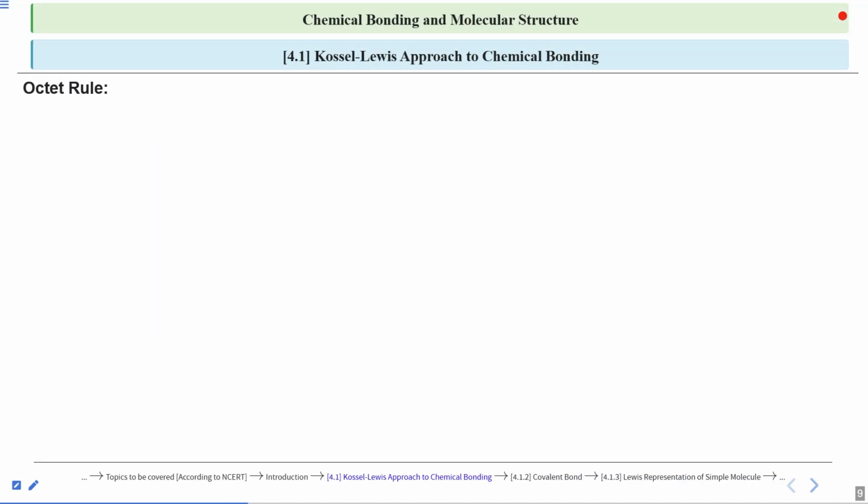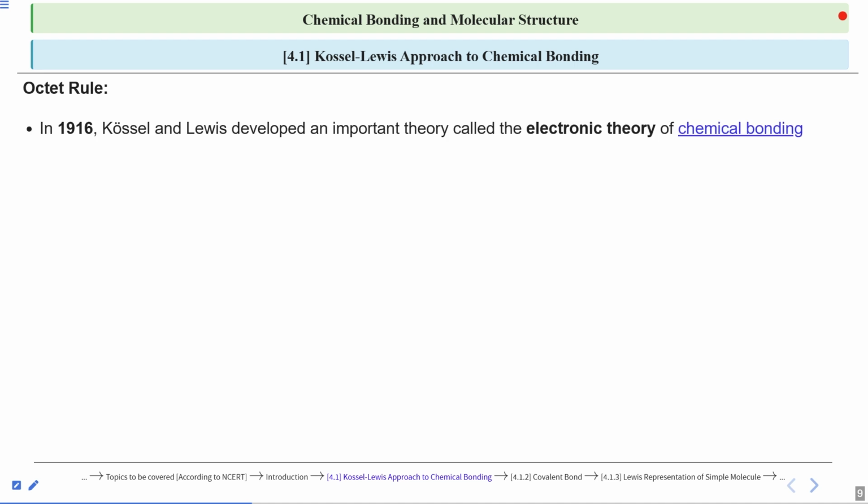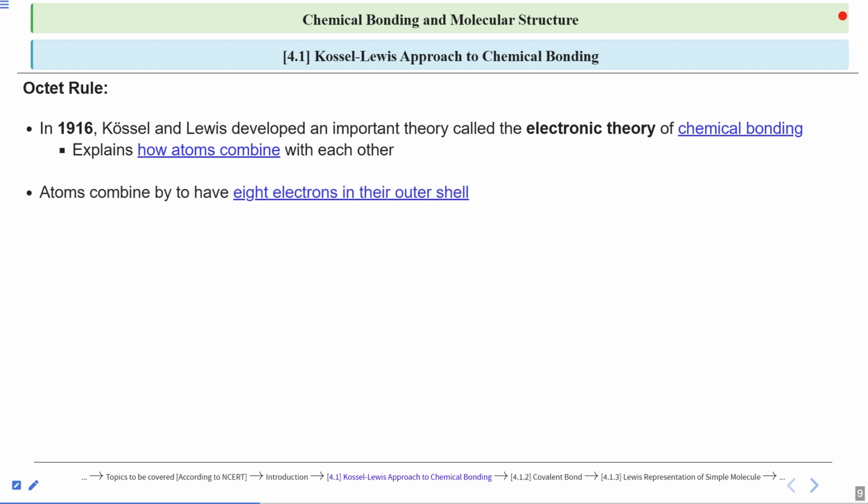So this was about the Lewis symbol. Now, we will try to understand why these elements combine with each other. To understand that, we should know the octet rule. In 1916, Kossel and Lewis developed a very important electronic theory of chemical bonding, which explained how atoms combine with each other. So we know that atoms combine to complete their outer shell configuration of 8 electrons, and this rule is called the octet rule.